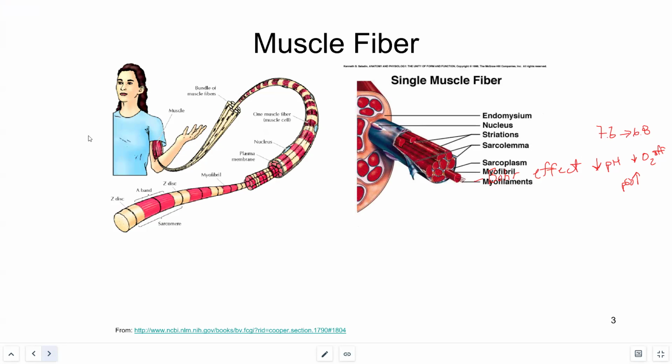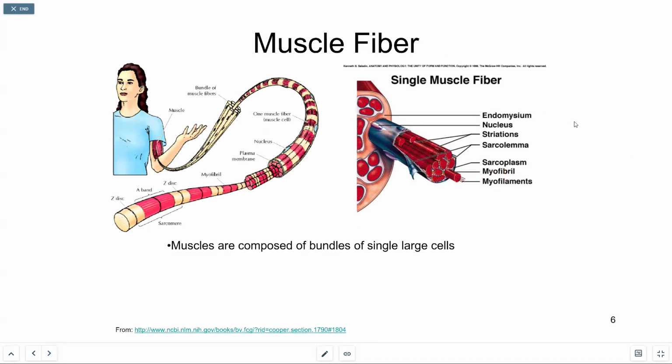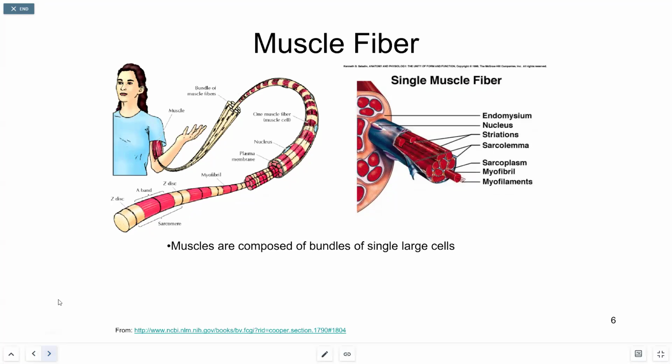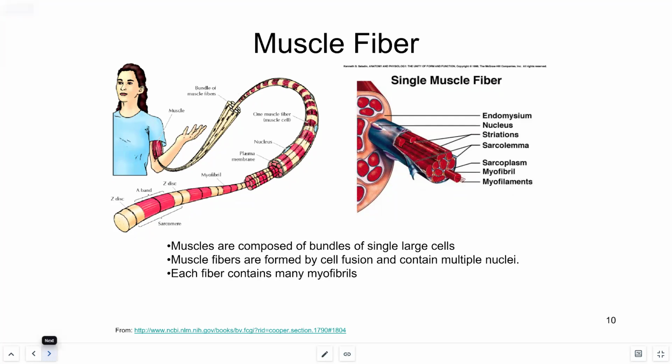So, muscle fibers. Now, muscles are composed of bundles of large, singular cells. The major parts of these cells are depicted here. There's a single nuclei, there's striations, sarcolemma, sarcoplasm, myofibrils, and myofilaments. What we're going to be looking at is the movement and the contraction and relaxation of these. Muscle fibers are formed by cell fusions and contain multiple nuclei, not single nuclei. I apologize for that. Each fiber contains many myofibrils.